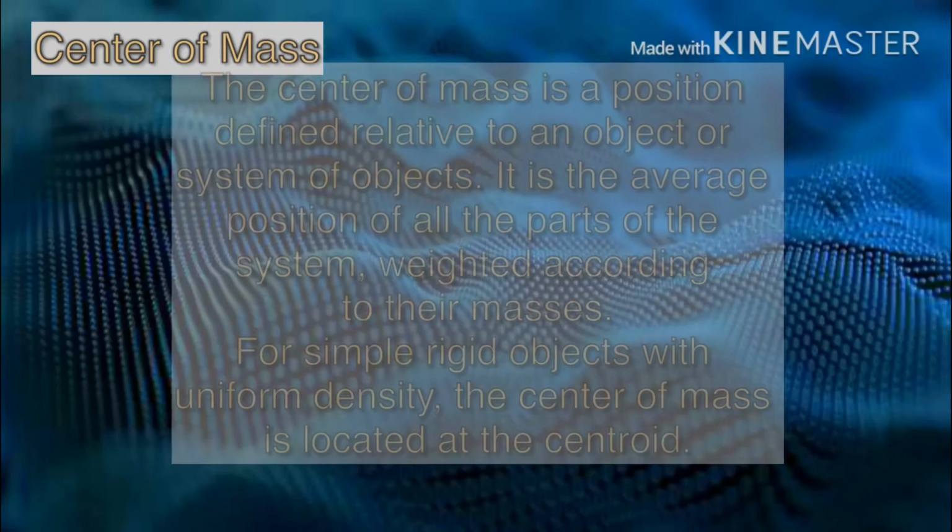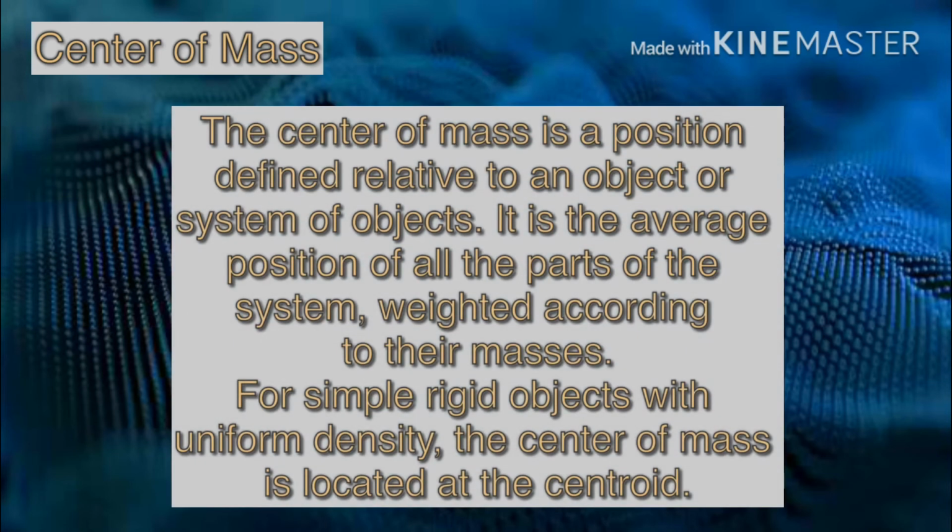Center of mass is a position defined relative to an object or system of objects. It is the average position of all the parts of a system, weighted according to their masses. For simple rigid objects with uniform density, the center of mass is located at the centroid.